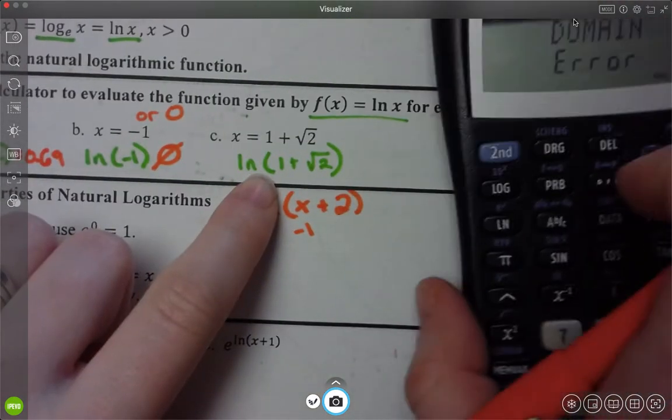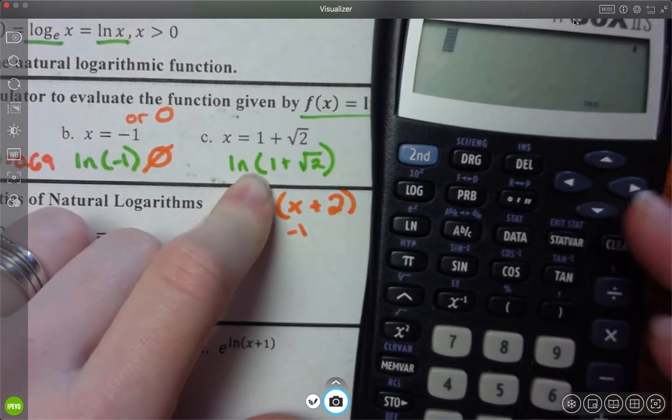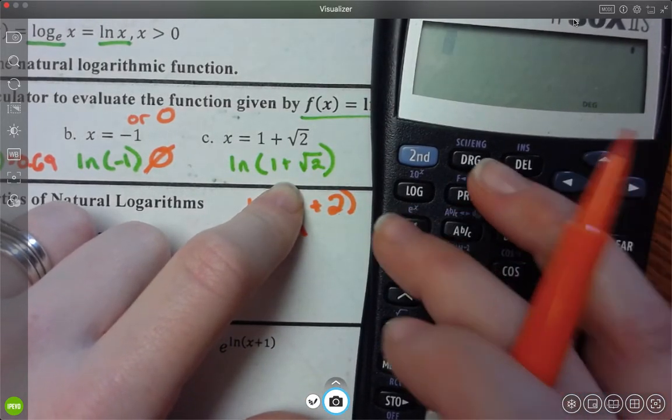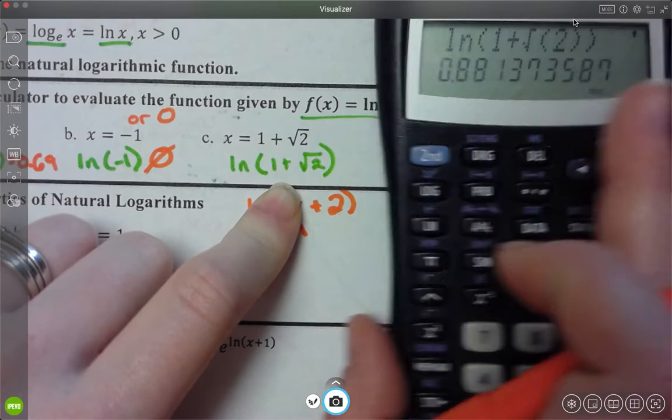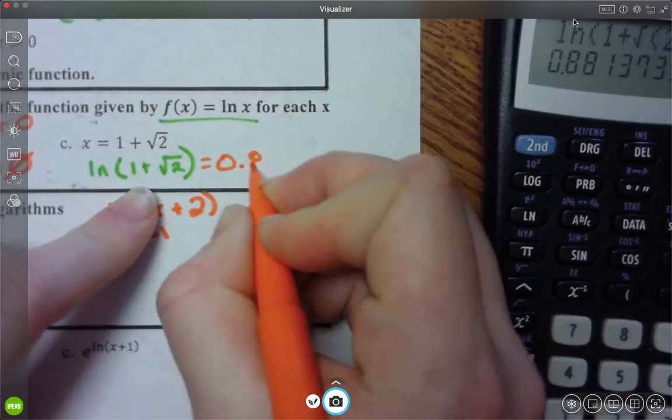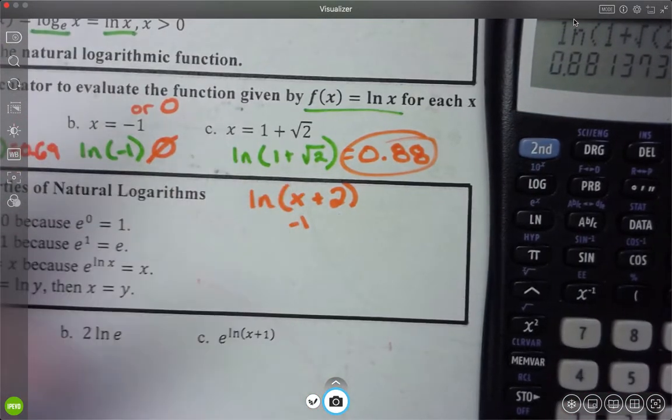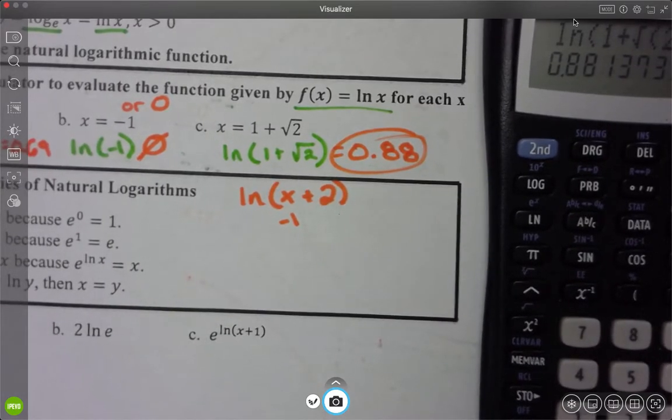All right. This one here, I shouldn't end up with a negative when I do this one. 1 plus the square root of 2, and that one is just going to be 0.88. Okay, and that's what he will look like. So they're just wanting to see if you know how to plug stuff in.